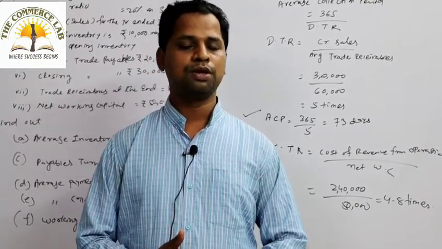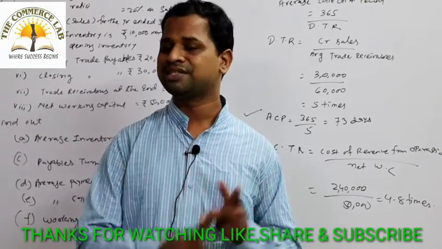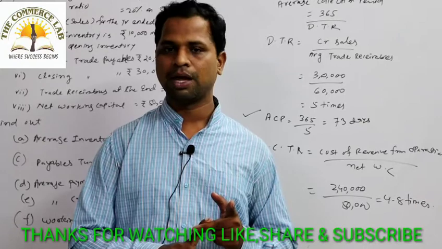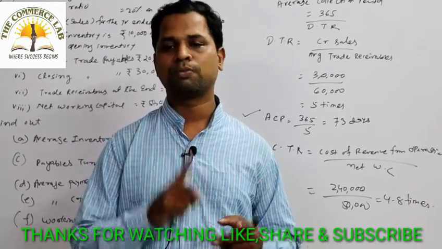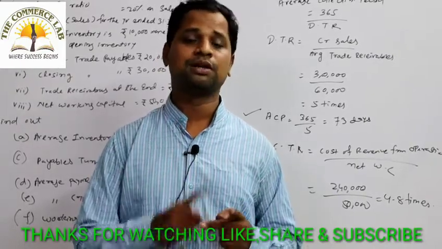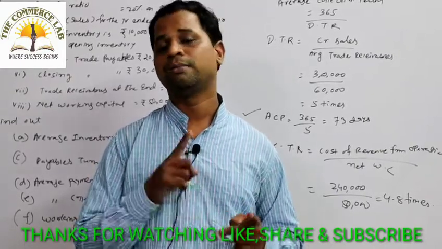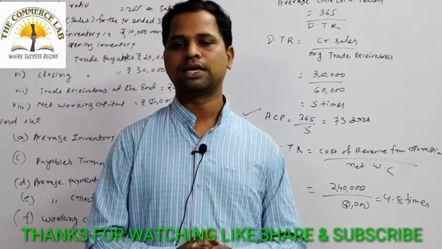For debtor turnover ratio, we have to take net credit sales divided by average trade receivables. Similarly, for creditor turnover ratio or payable turnover ratio, we have to take net credit purchases divided by average trade payables. So we have to take credit items only, not the cash items.